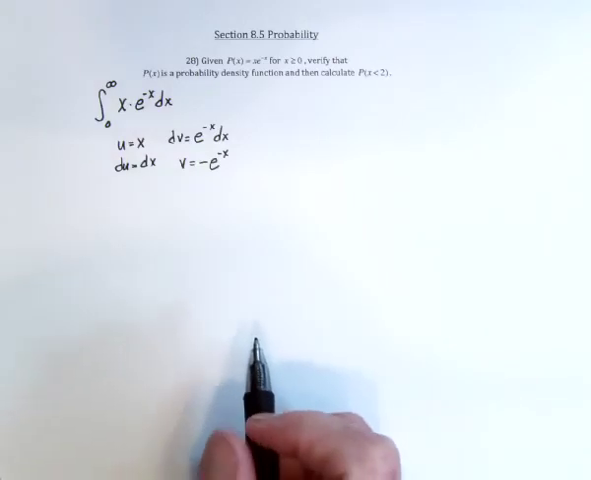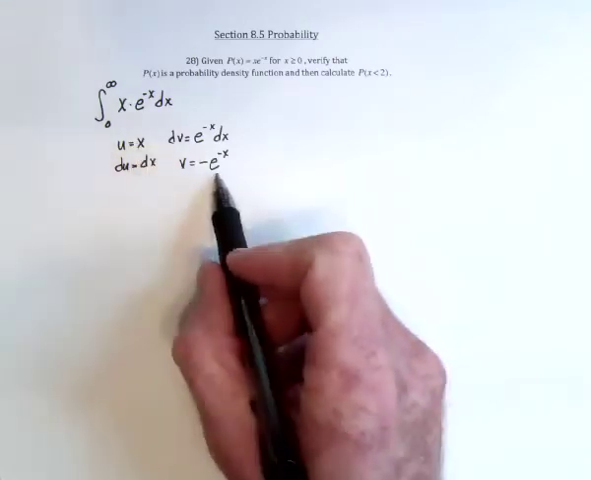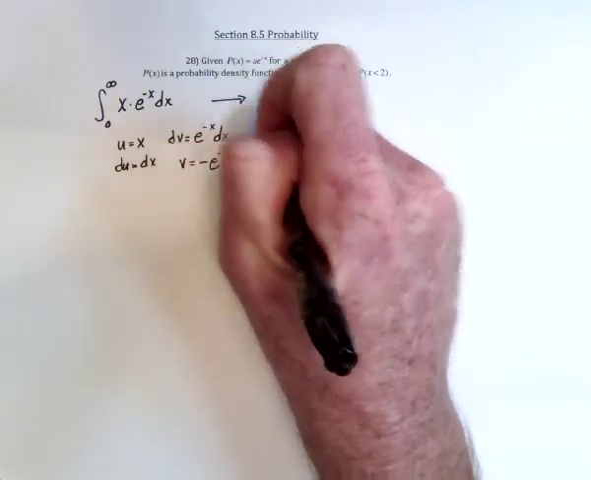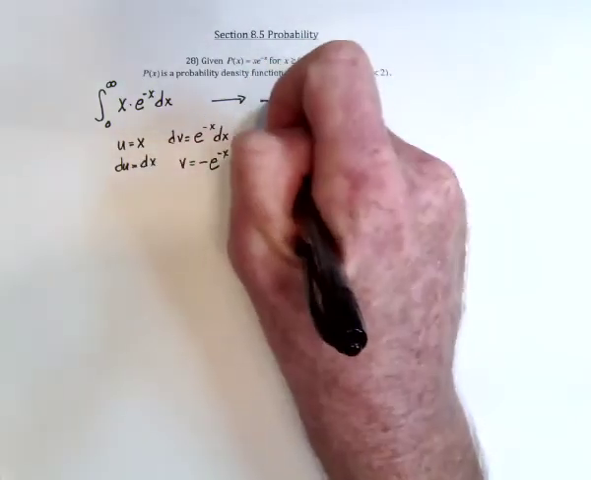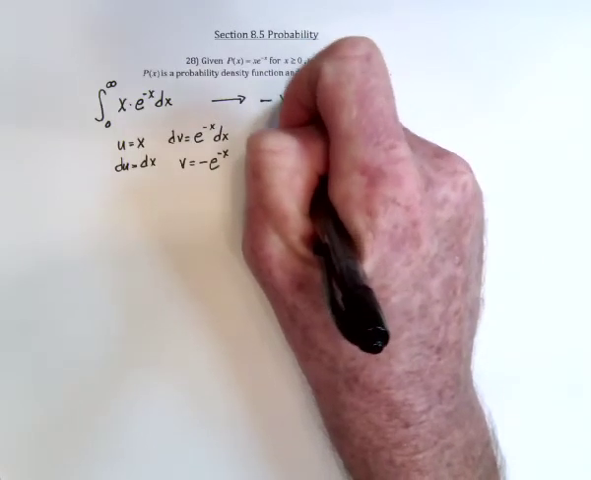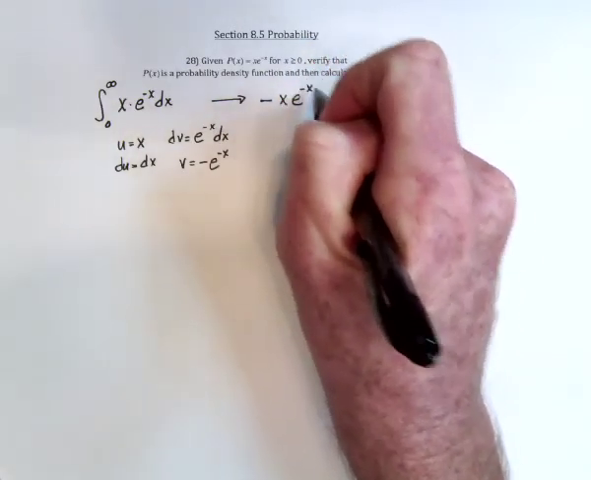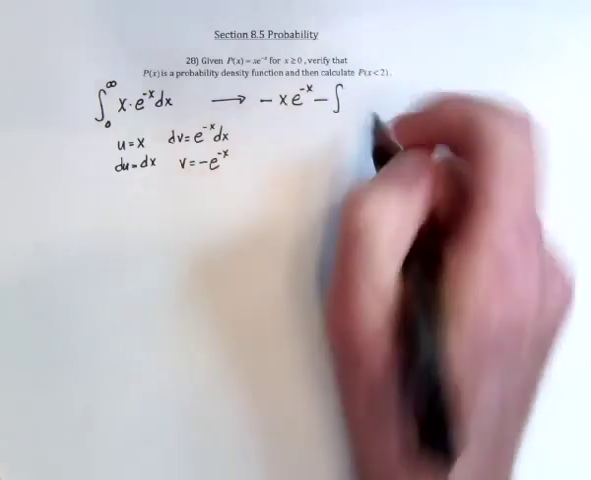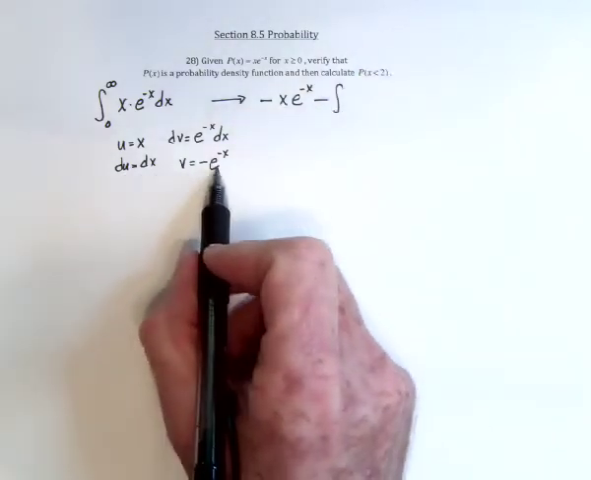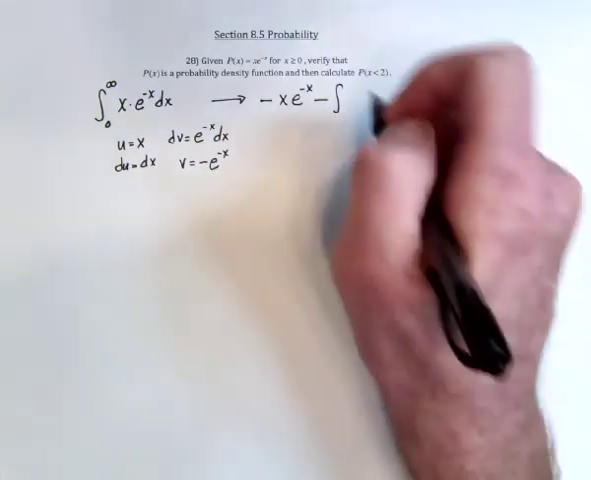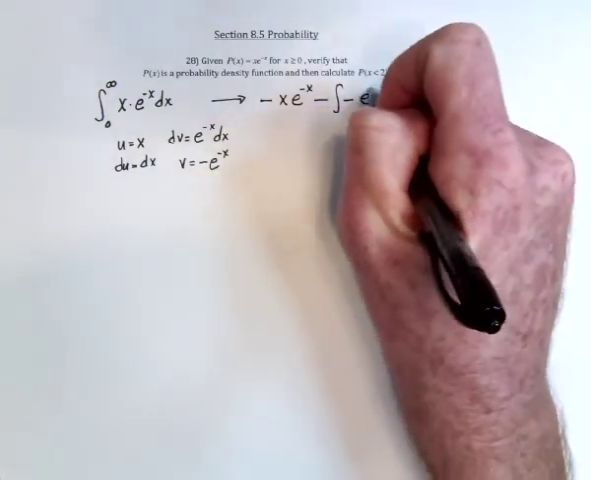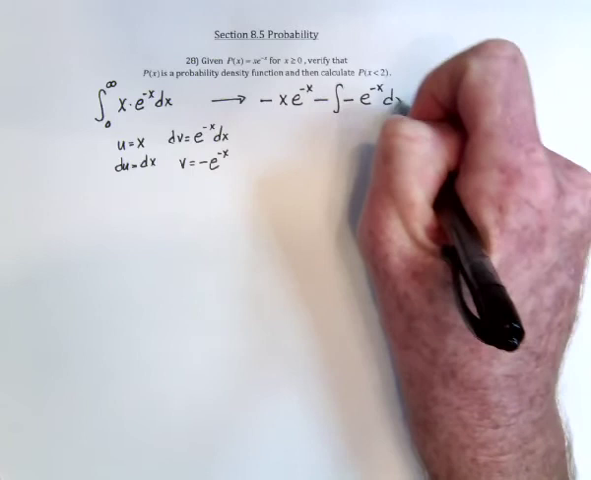So then integration by parts would say multiply these two. So we would have the u times the v, which is going to be negative x e to the negative x, minus the integral of these two, the v times du. So that's going to be negative e to the negative x dx.